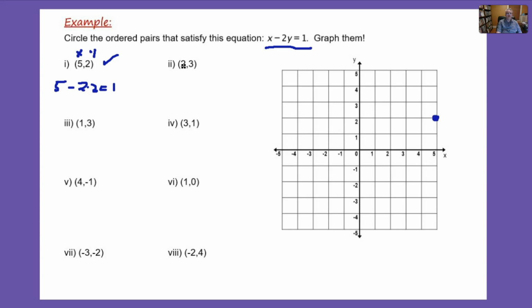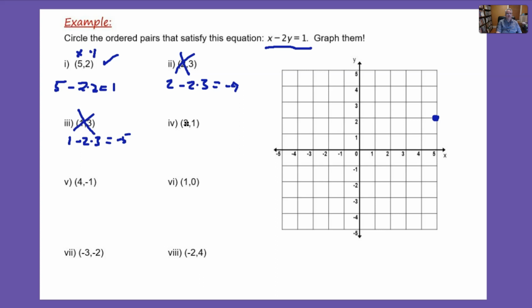All right, let's try 2, 3. We'll put 2 in for x and 3 in for y. So 2 minus 2 times 3 is 2 minus 6 is negative 4. But according to the equation, it's supposed to be 1. So we're going to cross that one out. That one doesn't work. Let's try 1, 3. 1 minus 2 times 3 is negative 5. No, it's supposed to equal 1.